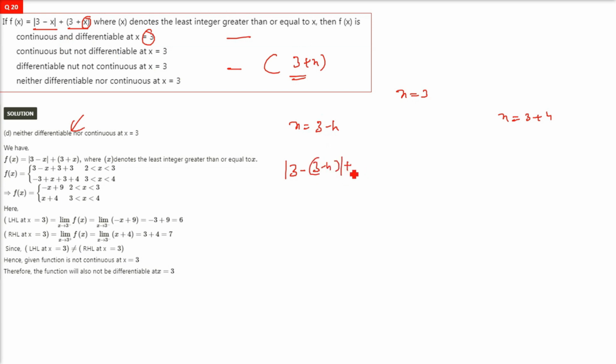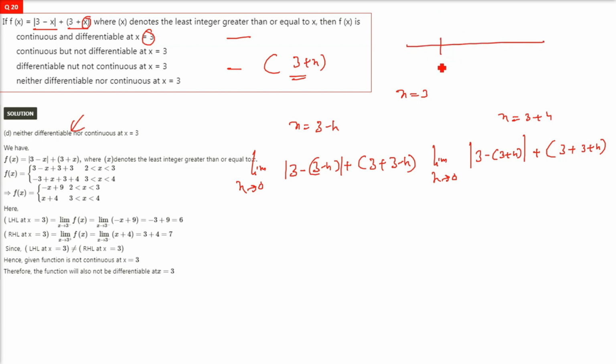So we have plus, this is 3 plus x, so in place of x, just replace it by 3 minus h. 3 plus 3 minus h. But remember, this round bracket is not a simple round bracket. It is a least integer function. Now limit x tends to 0, and right hand also, to check the continuity. So we just have to put 3 plus h in place of x, and plus here again 3 plus x. So in place of x, replace it by 3 plus h.